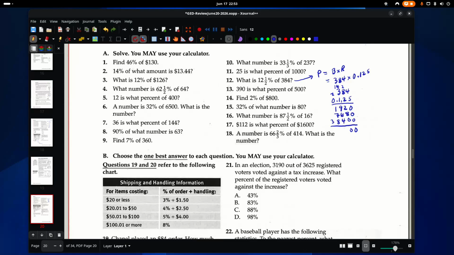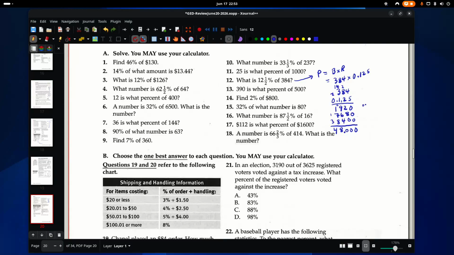No, it's 10, 16, 20. 2, 3, 10, 18, and then 4. We got 3 decimal places, like so. So 0 decimal, so 12.5% of 384 is 48.